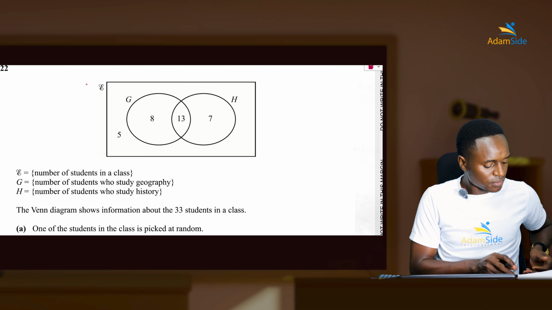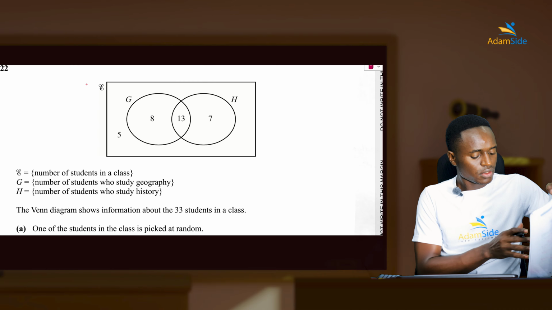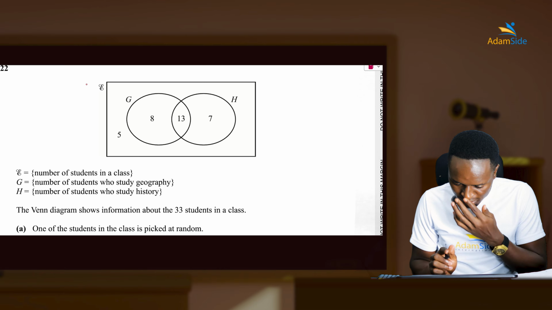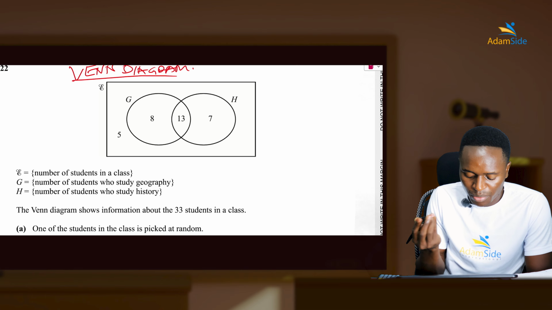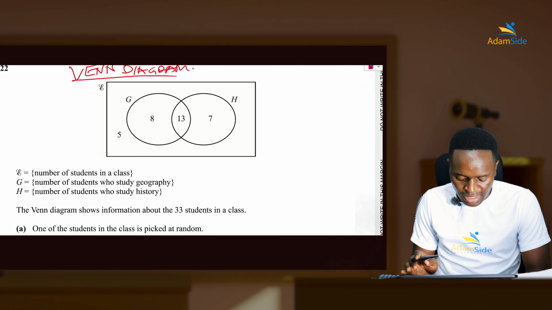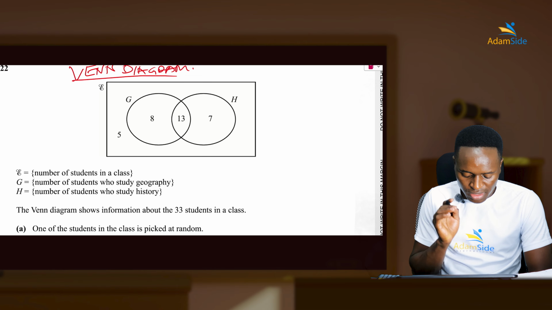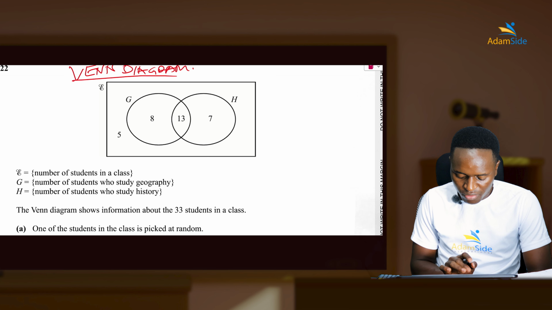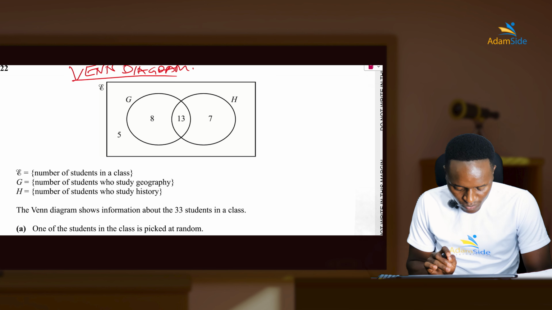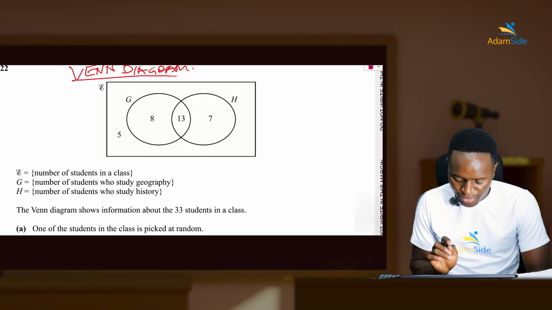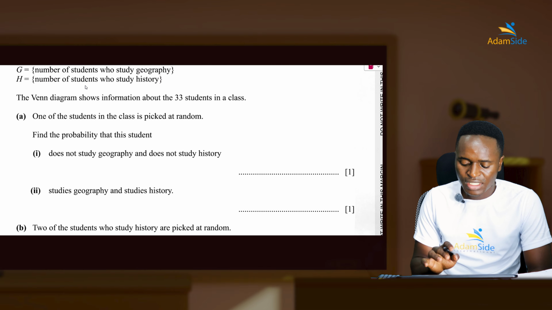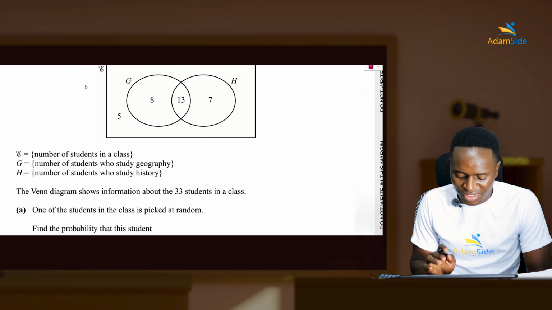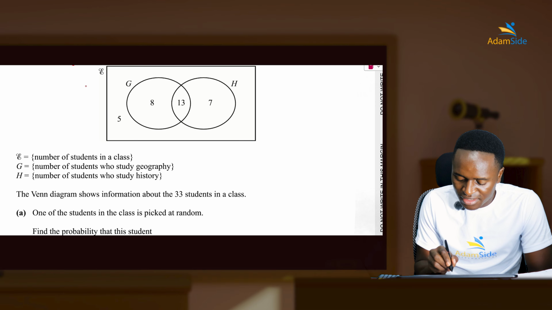Question 22, it's called Venn diagram. This is called the Venn diagram. And this Venn diagram can also be used in probability and statistics. So you have number of students in a class, number of students who study geography, number of students who study history. The Venn diagram shows information about the 33 students in a class. One of the students in the class is picked at random. Find the probability that this student does not study geography and does not study history. So this does not study geography, it does not study history.